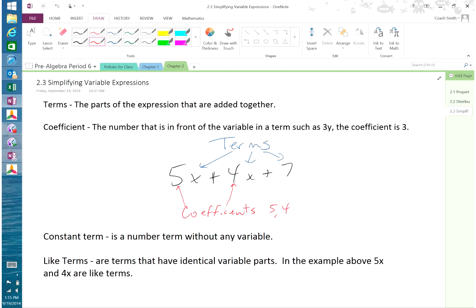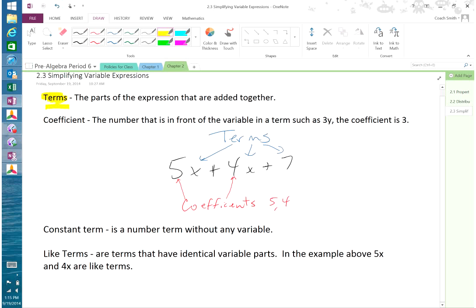Right, 2.3, simplifying variable expressions. Okay. We need to understand what the word term is, coefficient, constant, and like terms. We need to know what those actually are and stand for.